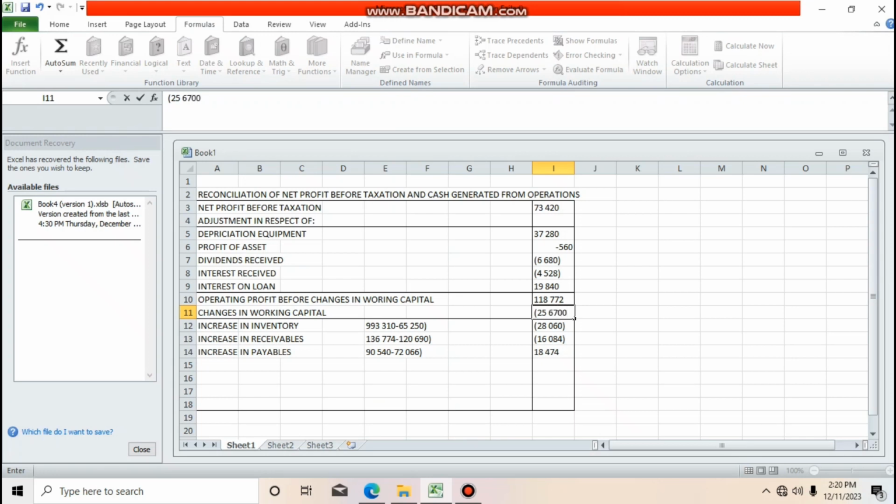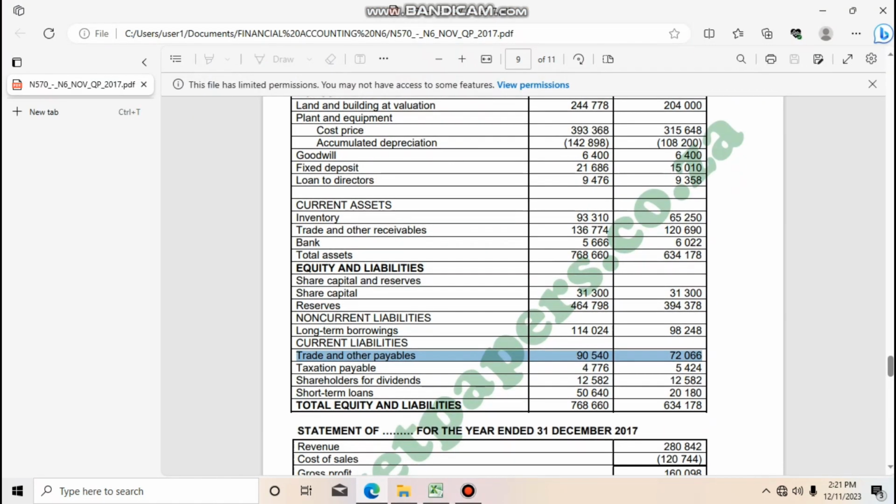Then I have to 97 like this. So in order for us to determine the final amount, you're going to take the 2. We're going to say 118772. I'm going to less 25670. Then we're going to have 93102, right? So you're done with the reconciliation.